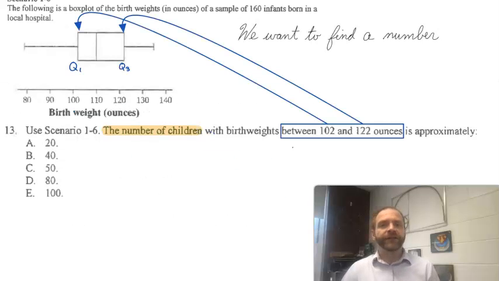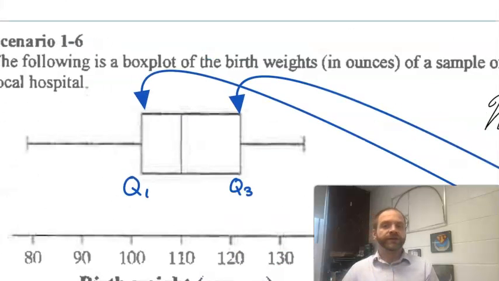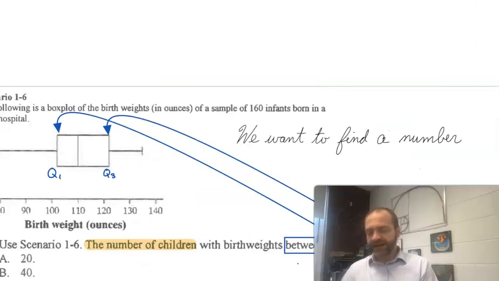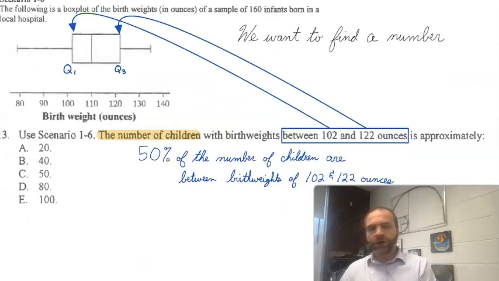If I look at that graphically, those are my quartiles. That's where around quartile 1 and quartile 3 are. They're about 102 and 122, so that's good news. That can help me figure out how many infants exist between those. Since I'm dealing with my quartiles, I know that 50% of the information lies between quartile 3 and quartile 1.